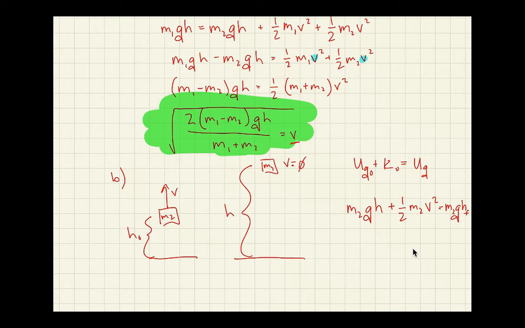Again, you could cancel the M2's out here. So let's do that. Cancel, cancel, cancel. And we would get gh plus 1/2 v squared equals g h final. And we could simplify this further to (2gh plus v squared) over 2g equals h final. That's the maximum height there. That would be the end of our problem.